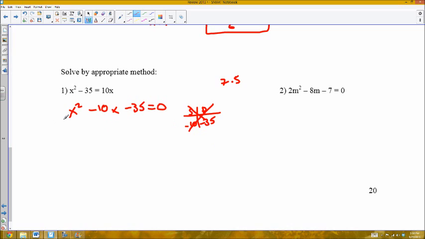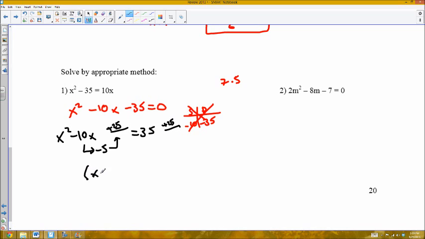So now, if it doesn't factor, I'm going to check my leading coefficient, which is 1. So the fastest way to solve this will be by completing the square. So let's get all my variables to one side. X squared minus 10x is equal to 35. I left some space for that completing the square process. Half of -10 is -5, and -5 squared is 25. So I'm going to add 25 to both sides.